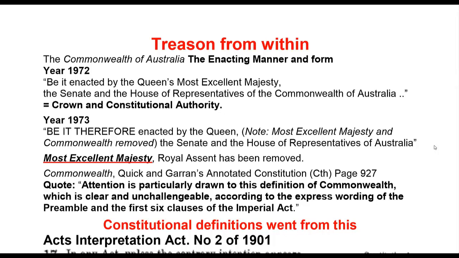The Commonwealth of Australia, the Enacting Manner and Form, year 1972, being enacted by the Queen's Most Excellent Majesty, the Senate and the House of Representatives of the Commonwealth of Australia, which equals Crown and Constitutional Authority. Then in 1973 it changed over to be it therefore enacted by the Queen, the Senate and the House of Representatives of Australia. So note that Most Excellent Majesty and Commonwealth have been removed. So Most Excellent Majesty, Royal Assent has been removed.